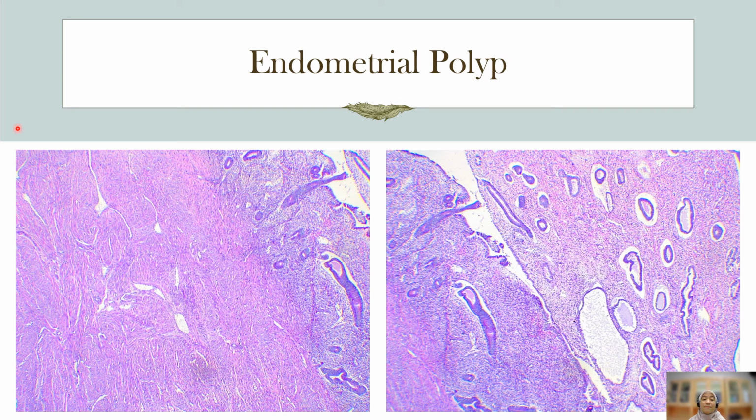In this microscopic specimen, we can observe the endometrial tissue with the myometrium below. Here we can see the protruding mass arising from the endometrium. This is the endometrial polyp. Normal endometrium and endometrial polyp share similar components, like endometrial glands, here are the glands, and the endometrial stroma, here the stroma.